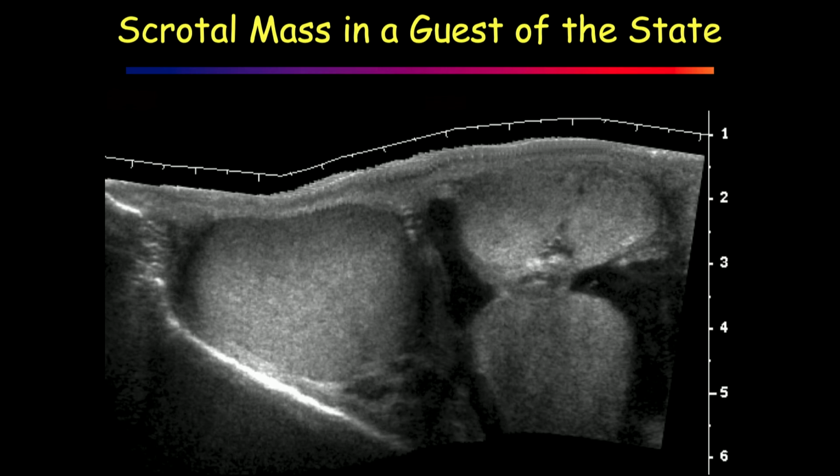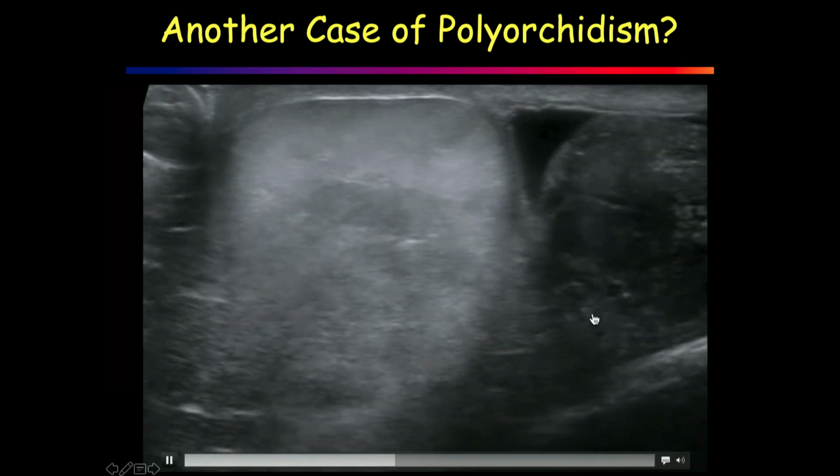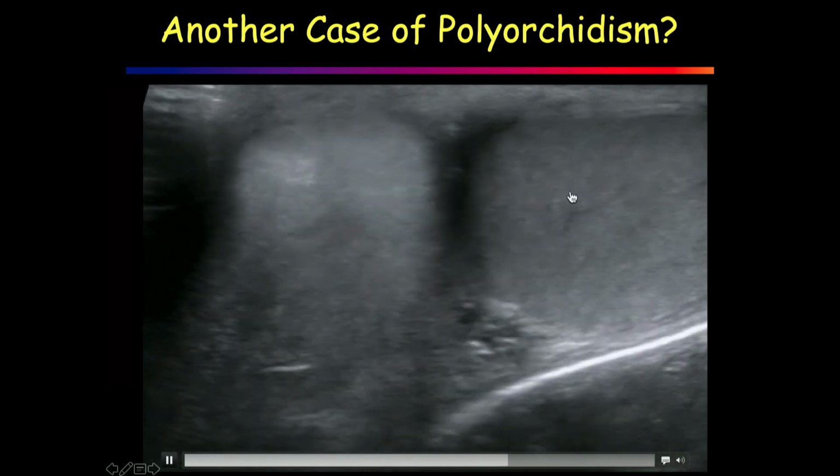This is one of the only examples of polyorchidism I've ever seen. When we wrote this up, there's no increased incidence of tumors or anything else right there. Here's another one that I thought, wow, I've got a second case of polyorchidism. Notice that we have 2 testicles over here.